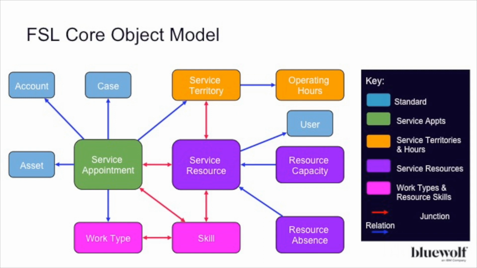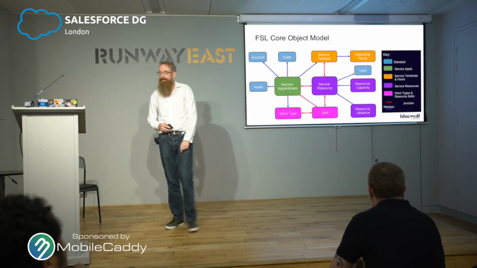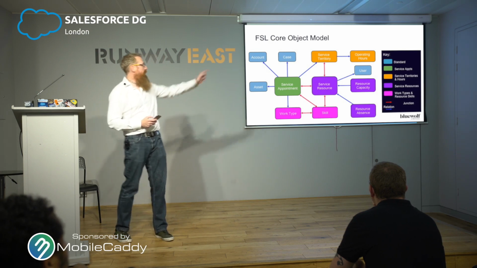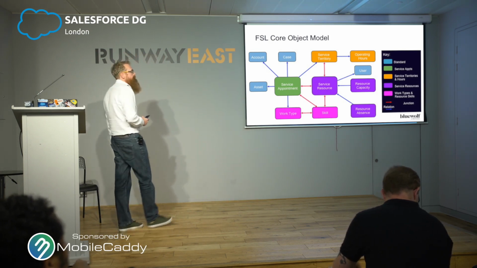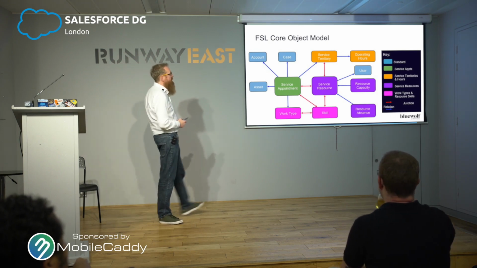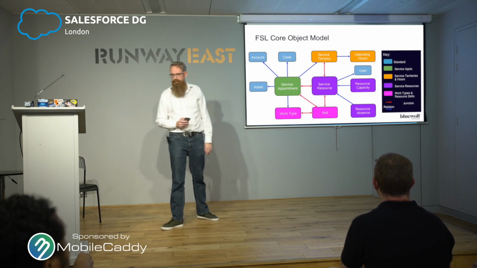Then we start getting complicated. We have the asset. Where do we want to do it? What are we delivering? What account is that customer from? And then obviously we also have cases. On the right hand side, our service resource is our user base. Now we've added in our service territories and our operating hours.